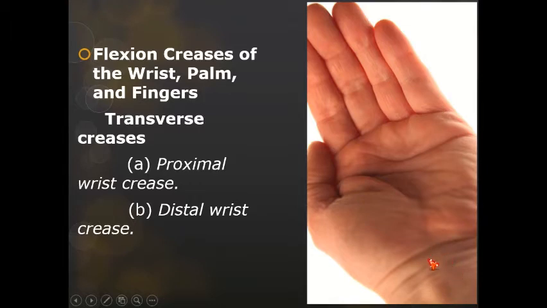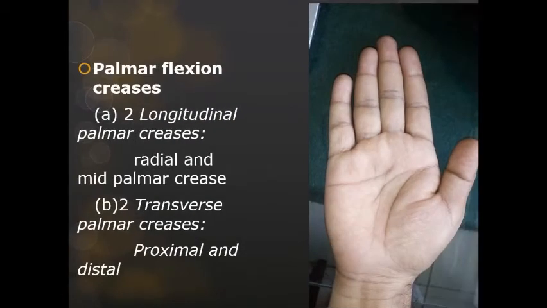Coming to the flexion crease at the wrist, we can identify two creases: one is the proximal wrist crease and the other is the distal wrist crease. Sometimes in some people there might be two or more transverse creases which we can identify at the wrist joint. Then moving to the palmar aspect, that is, the palm, we can identify longitudinal creases as well as horizontal or transverse creases.